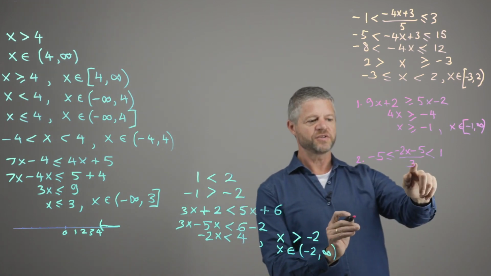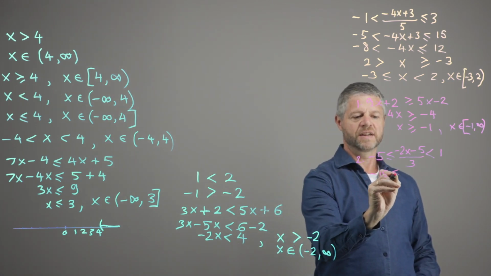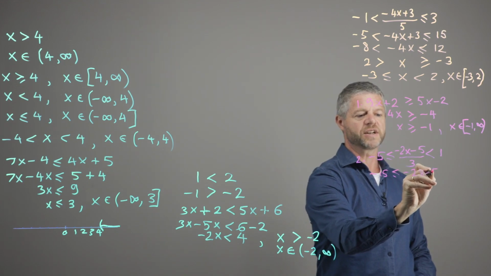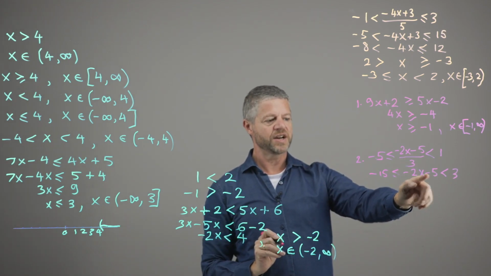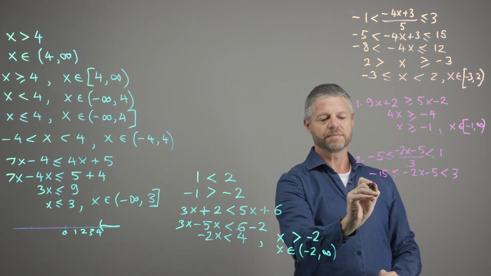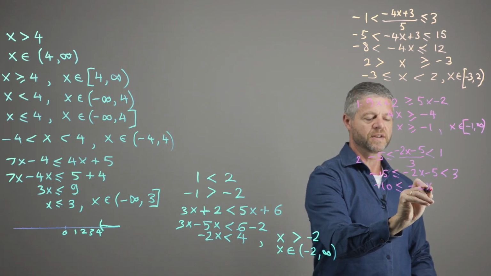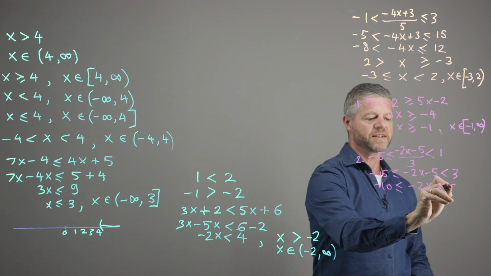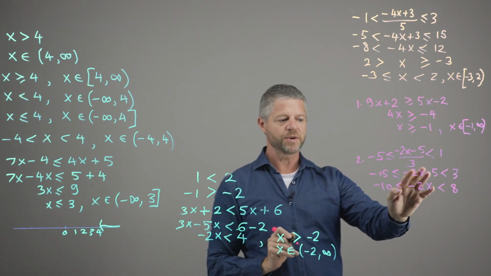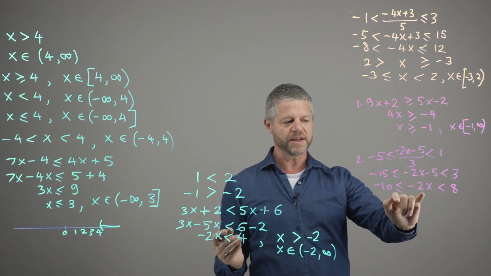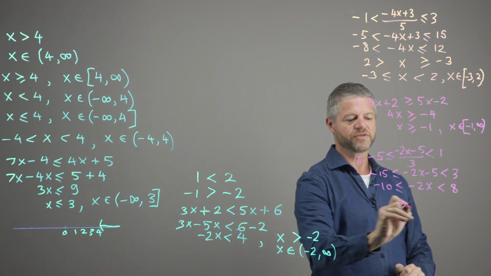For number 2, so first thing, multiply all three pieces by 3. So I have minus 15 less than or equal to minus 2x minus 5 less than 3. And then next, let's add 5 to all three pieces. So minus 15 plus 5 would be minus 10 less than or equal to minus 2x less than 3 plus 5 is 8. And then we'll divide by minus 2. And remember, if we're multiplying or dividing by a negative number, we have to switch the directions of the inequality signs. So I'll just do that first so I don't forget.